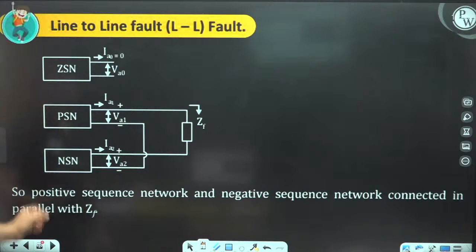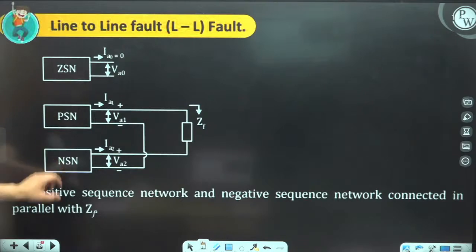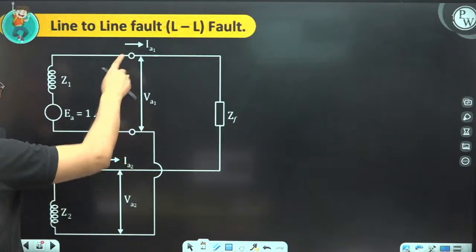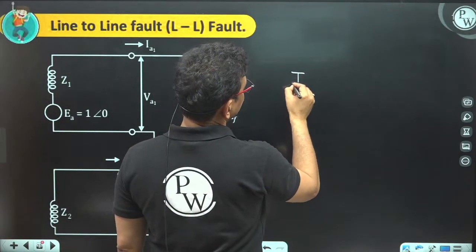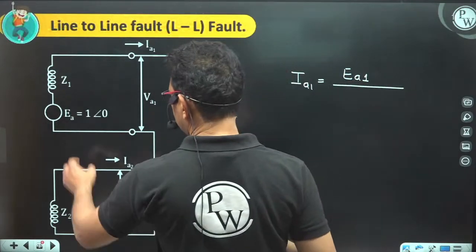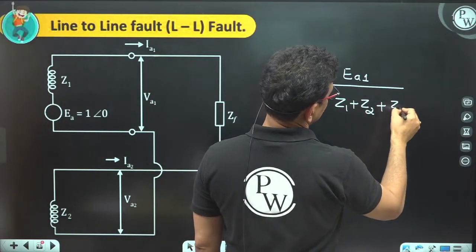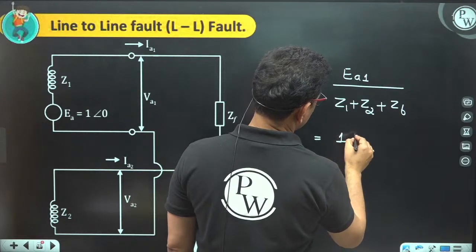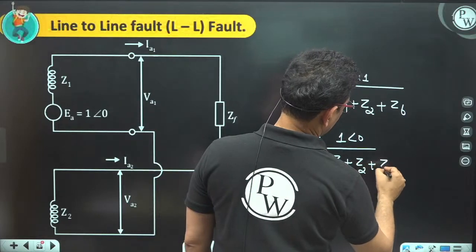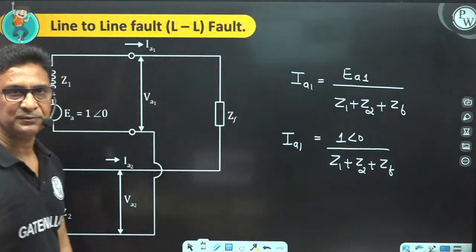Clear? Now the positive sequence network is this E and Z1. The negative sequence network is only Z2 and ZF. So this is a single loop. What is the value of IA1? Value of IA1 becomes EA1 divided by Z1 plus Z2 plus ZF. Generally EA1 is equivalent to 1 angle 0 degree. This is my IA1 and IA1 is equivalent to minus IA2. Clear?